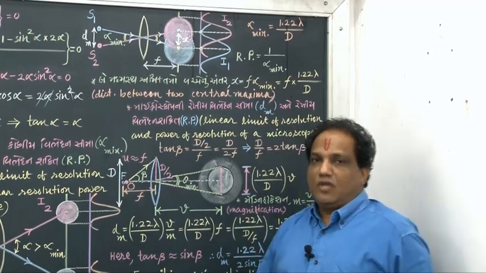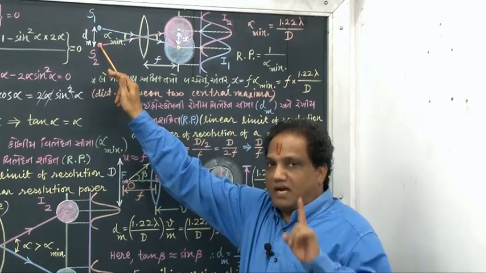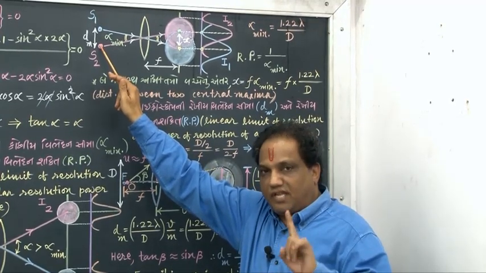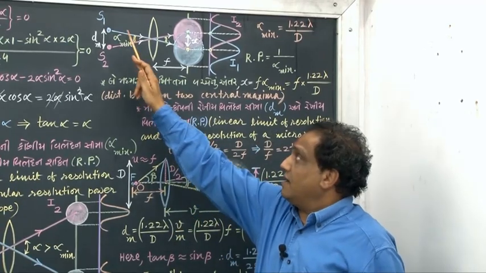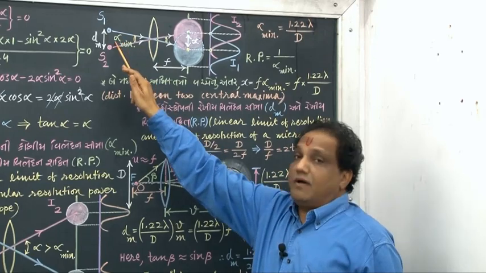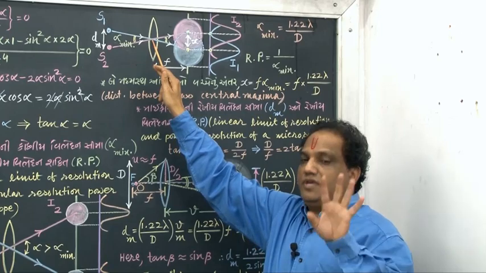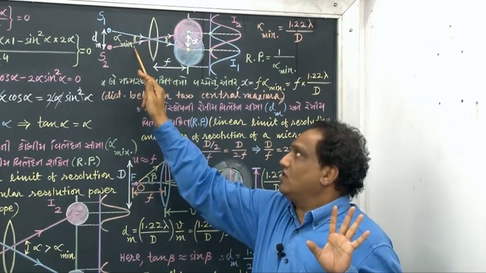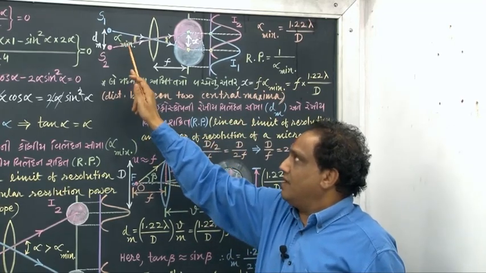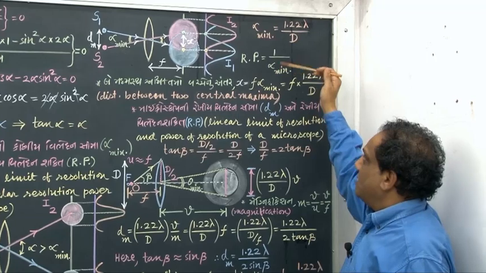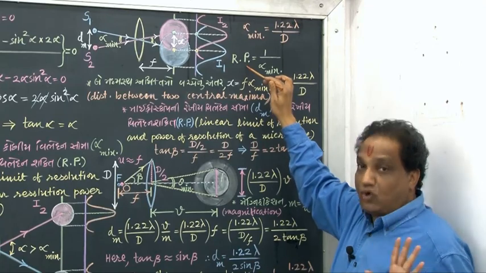I repeat, when images of two closely lying stars are obtained using a given telescope just separate, the angle made by light rays coming from those two stars at the objective of the telescope is called the angular limit of resolution of that telescope, shown by the symbol alpha minimum, and its reciprocal is called the angular resolution power of that telescope.